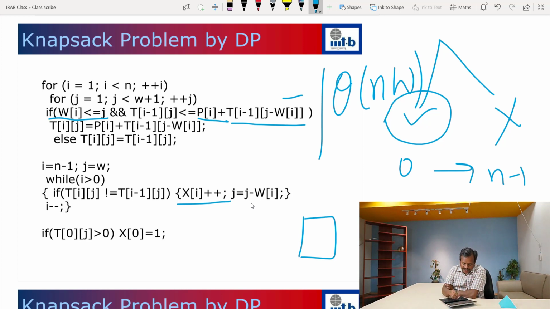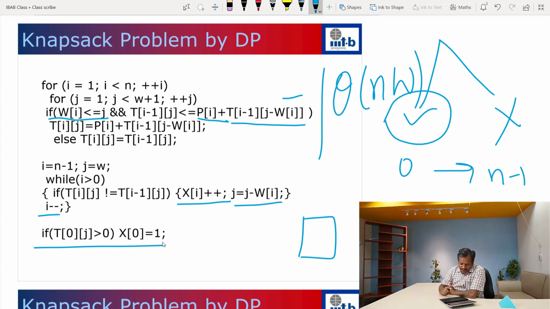And update our j to be j minus wi. Irrespective of whether you pick the ith item or not, the i will be decremented by 1 all the time. And at the end, if the maximum profit that I can make for a value of j is greater than 0, that means that I have picked the first item. In that case, I set my x of 0 to be 1.